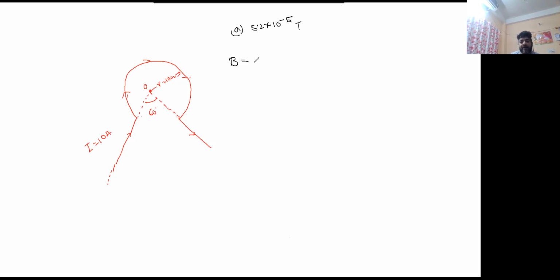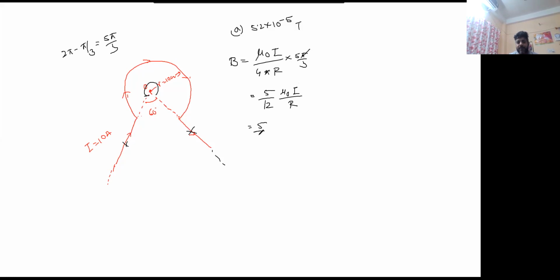अच्छा देखो फॉर्मूला ये है: μ0 I by 4π r into this angle. Because this is on the line, so on the line there is no magnetic field, so these two are zero. So ये कितना हो गया? 2π minus π by 3, that means 5π by 3. So I can write 5π by 3. तो π π चला गया, तो मेरे पास आया 5 by 12 μ0 I by r.